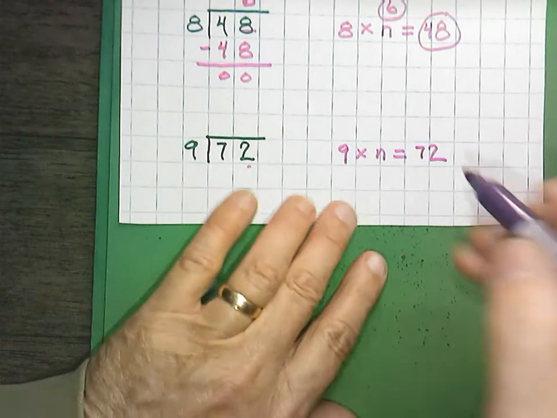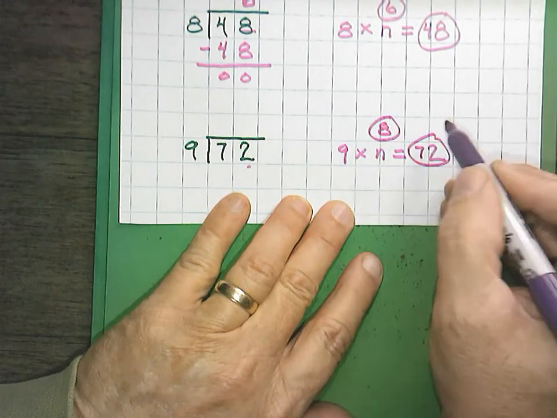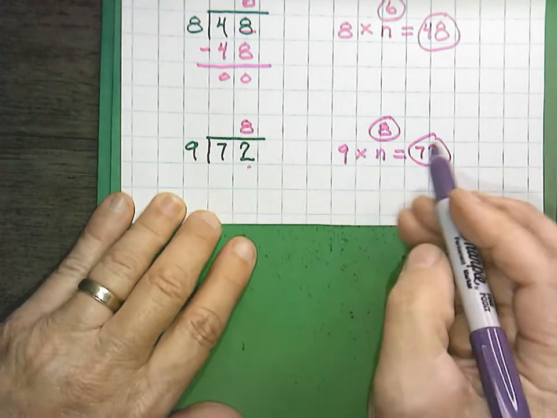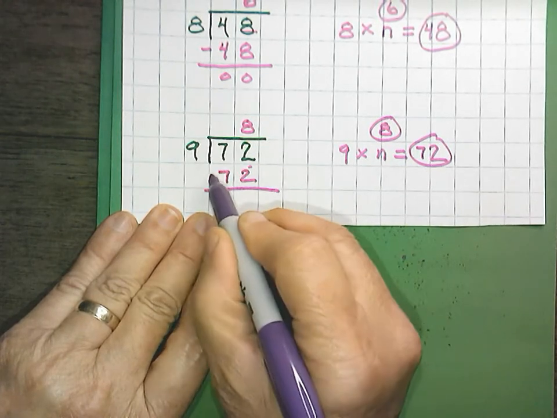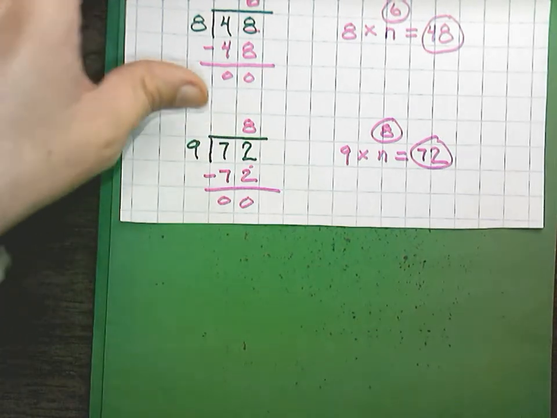So in this case, the n is equal to 8. I want to use both numbers, the 8 on top for the quotient and the 72 down here, and we can see that there is no difference. Okay, two more.